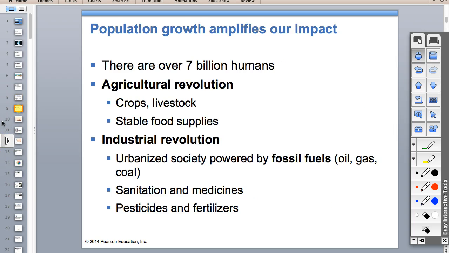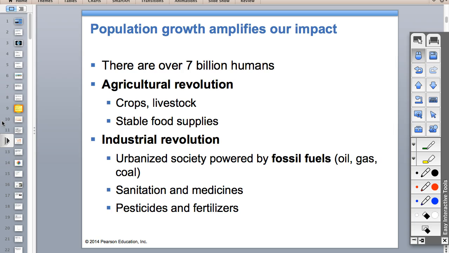So population growth is a big deal. It's not the most important factor. I think our affluence, how much each person uses, has a lot to do with our problems. But human population is a huge deal. We have 7 billion people on Earth. We're actually over that. 7 billion people happened around Halloween 2014. So we're at 7.1, 7.2 billion now.